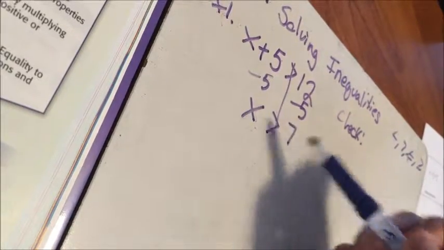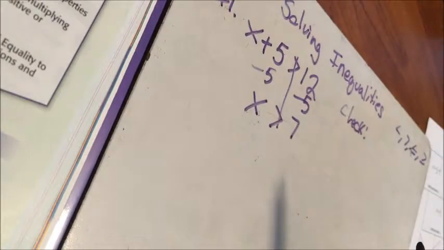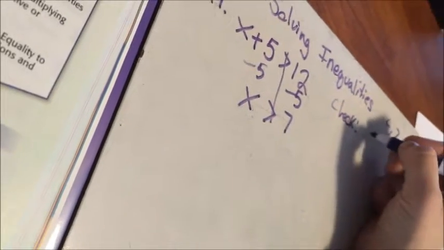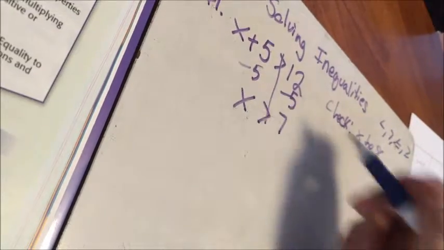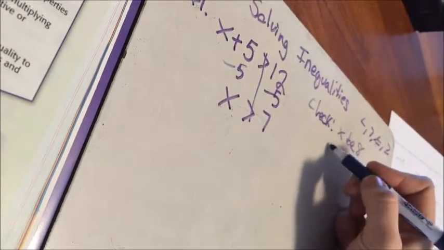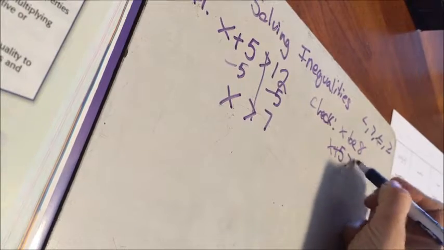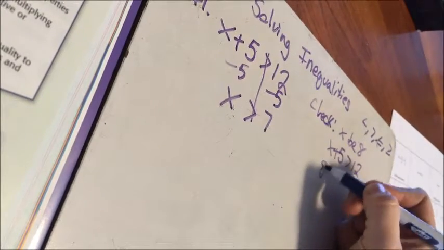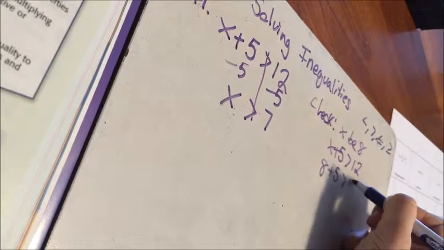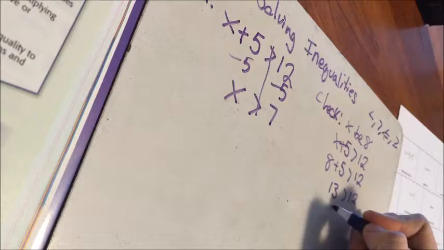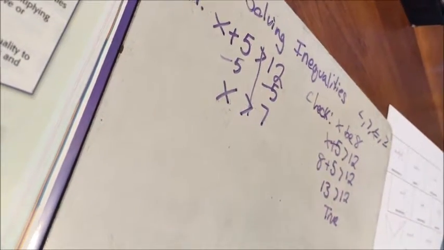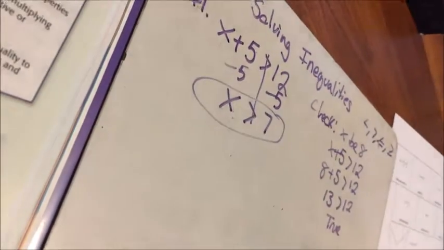To check our inequalities, I'm going to pick a number that's bigger than 7, that would make this inequality true, and stick it back in and make sure my answer works. So I'm going to let x be 8, and substitute it back into my original. It said x plus 5 is bigger than 12. If x is 8, I do 8 plus 5 to see if that's bigger than 12. Well, 8 plus 5 is 13, so is that bigger than 12? Yes, it is, so it's true. So that means this is the correct answer.